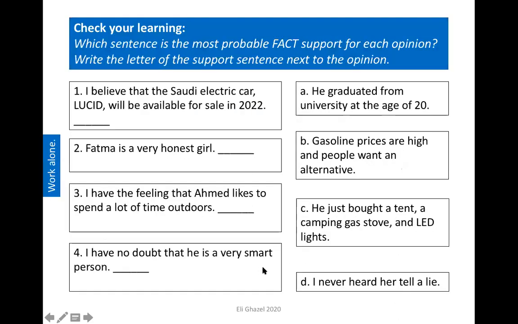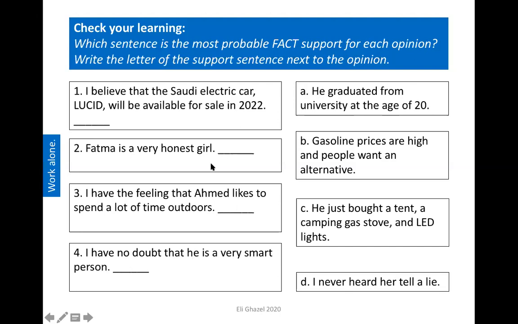All right? Now, of course, work alone and do this. Which sentence is the most probable fact of support for each opinion? So these are opinions, and these are sentences of fact. While I do not like people to write A, B, C, D, sometimes we have to accept it because of speed. Whenever possible, make people say the answer. So if they're speaking, don't allow them to say A. Tell them to say the whole sentence, because A is not the answer. A is a representation of the answer.